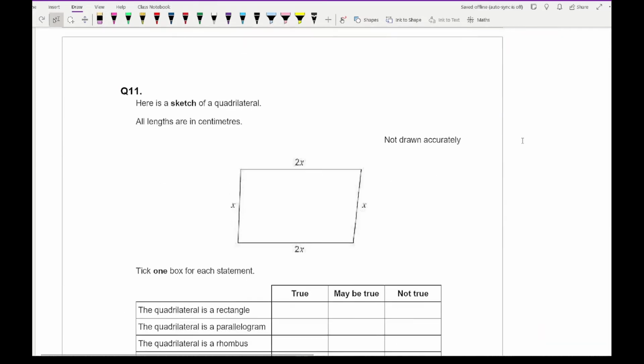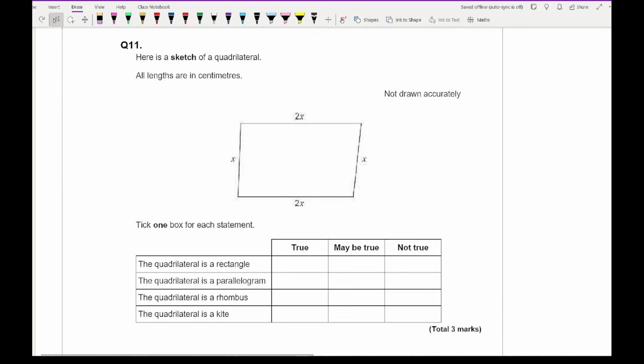Moving on to question 11, it says here is a sketch of a quadrilateral. So this is where you're just checking the properties of a quadrilateral. It says all lengths are in centimeters. Now tick one box for each statement. So here, the quadrilateral is a rectangle.